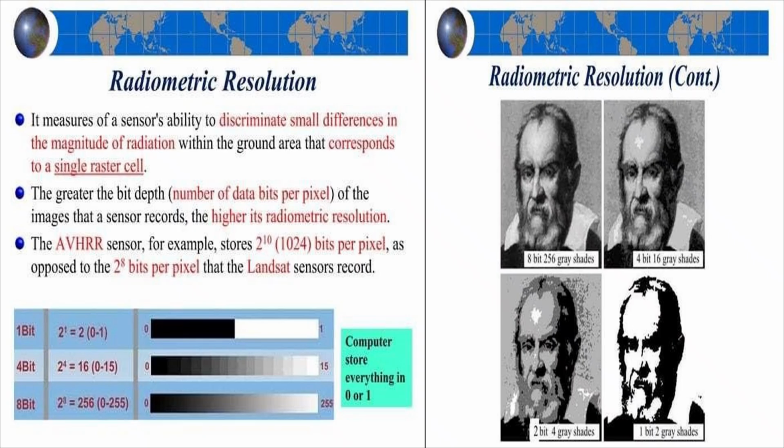This slide explains radiometric resolution, which refers to a sensor's ability to detect small differences in brightness within a pixel. It depends on the bit depth of the image. Higher bits mean more gray levels and better detail. For example, 8-bit images show 256 gray levels, while lower bits show fewer shades. As bit depth increases, the image becomes smoother and more detailed.